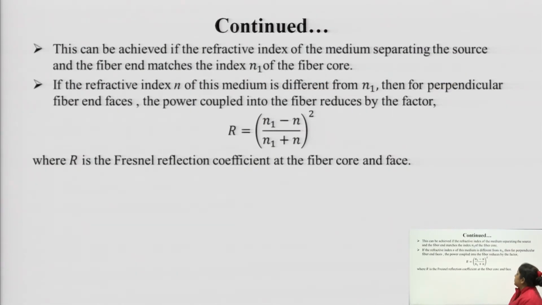This can be achieved if the refractive index of the medium separating the source and the fiber matches the index N1 of the fiber core. If the refractive index N of the medium is different from N1, then at the perpendicular fiber interfaces, the power coupled into the fiber reduces by a factor given by this equation.